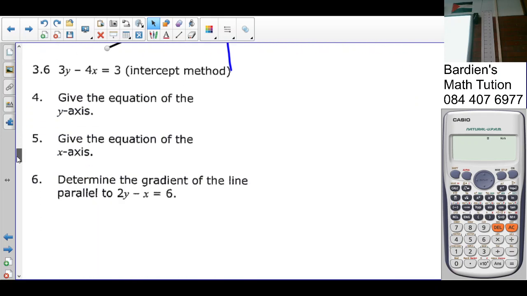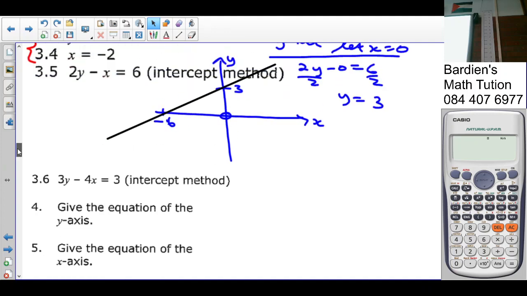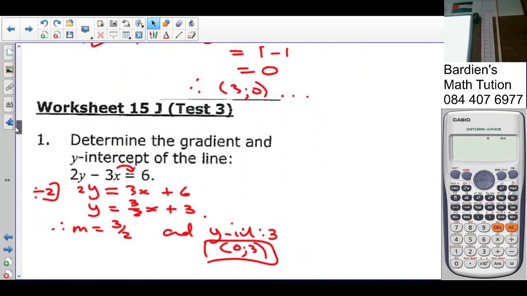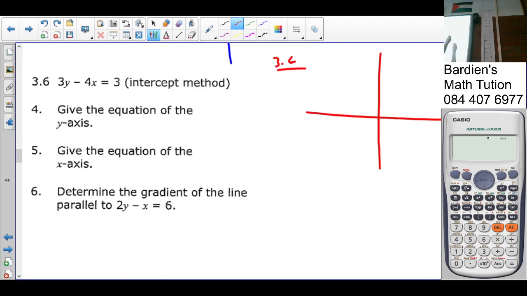3.6. The intercept method, I'm sure you shouldn't have a problem with that. 3.6. Which worksheet is this? J. 3.6 J. By calculation, you should get the 1 there and -3/4, and there's that line right there.